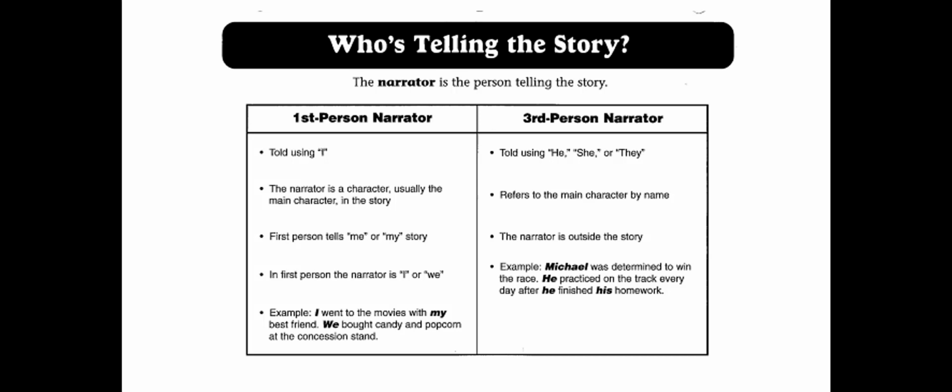Whereas with a third person narrator, you keep hearing them say he, she, or they, and they refer to the main character by name. The narrator is usually outside of the story, looking in. For example, Michael was determined to win the race. He practiced on the track every day after he finished his homework. There you hear the pronouns he and his, and you're hearing them say the main character's name, which was Michael. So there you know it's the third person narrator.